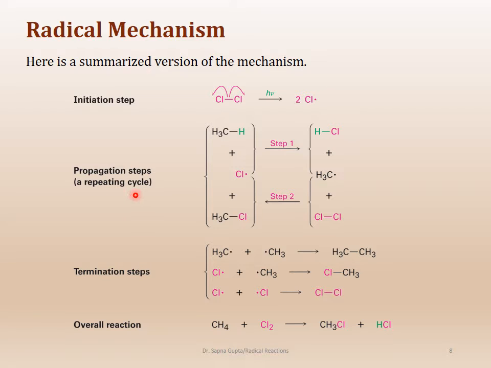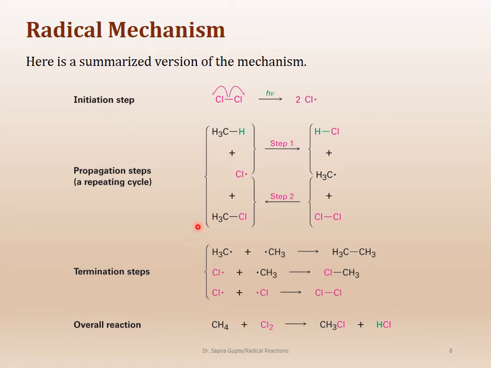Then we have the propagation steps. In the propagation steps, you have the chlorine radical reacting with methane to give HCl and the methyl radical, which then reacts with the chlorine to give chloromethane, and then you have the chlorine radical left over, and that goes back again, and the cycle keeps repeating itself. So you end up making more and more of the methyl chloride. In case you are wondering if the reaction can be stopped here with the methyl chloride, we'll come back to that. We will talk about how to control these reactions.